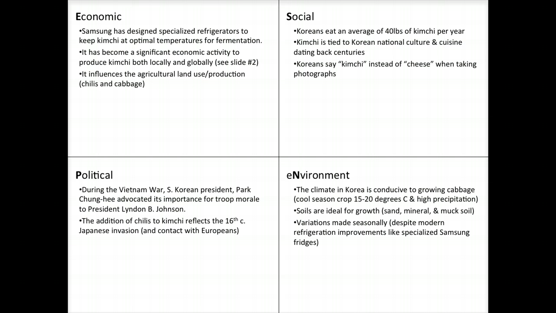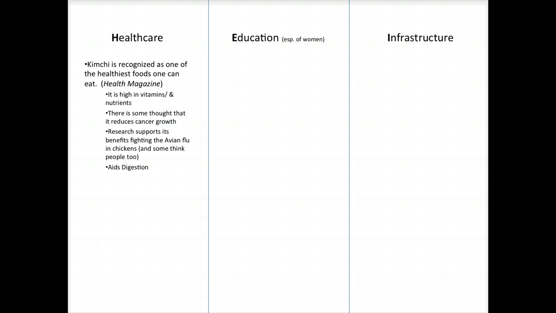And the environmental factors. If we look at where and what conditions cabbage and chilies thrive, these are ideal for Korea. And then when you add modern technology, it has allowed it to be grown and produced on a much wider scale as well. If we look at the healthcare, education, and infrastructure, you can see healthcare. Kimchi is recognized as one of the healthiest foods you can eat, not only for what it has in nutrients and the nutritional benefits, but also because of some of the ties to cancer, even more recent maladies such as the avian flu, and is known traditionally for something that aids digestion. So incredible benefits in terms of healthcare.